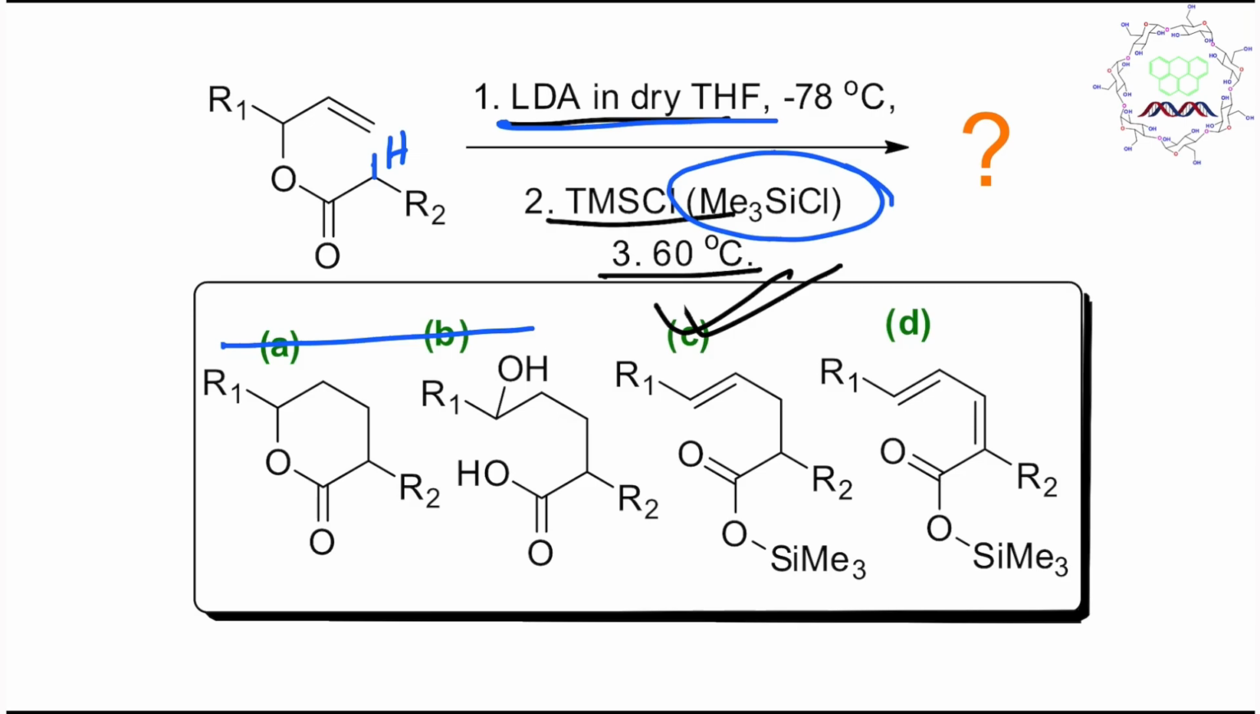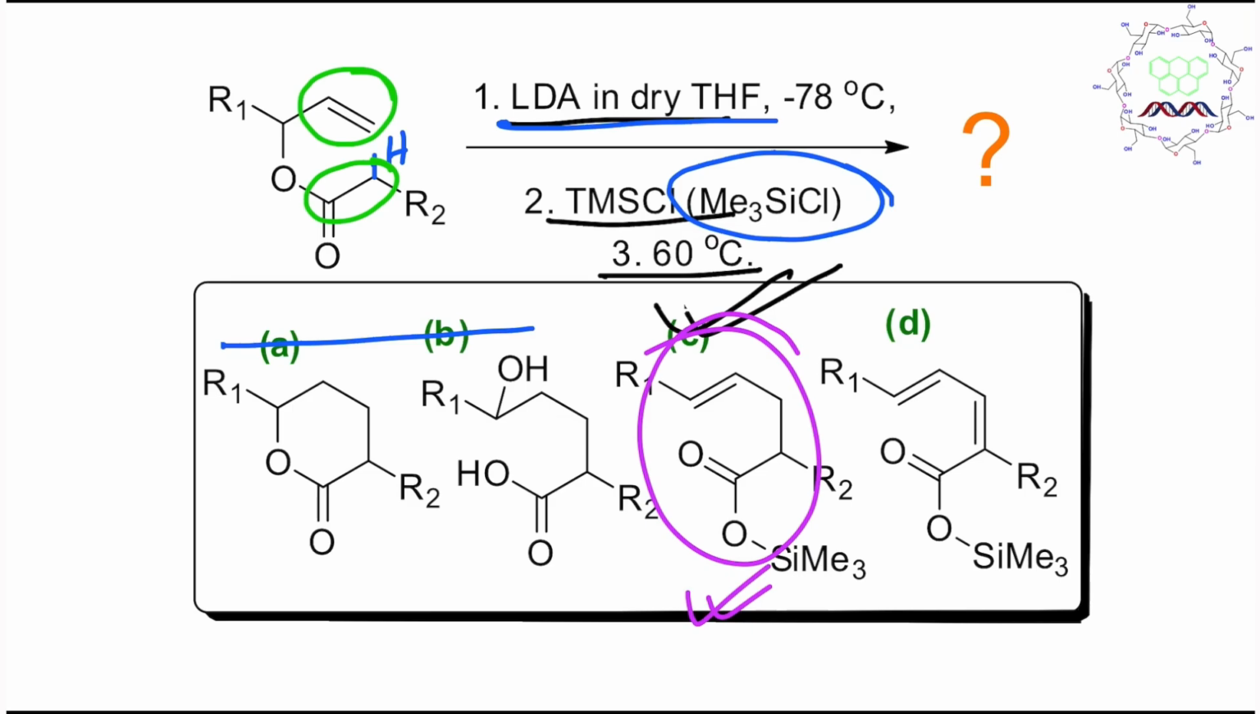Now, what about the options between C and D? Just look at the reactant. There was no bond between this double bond and the alpha carbon of this carbonyl. So only one bond formation is possible, not two. And if you know the Claisen rearrangement, that's very easy. That's how easily you can conclude that option C is the right answer.